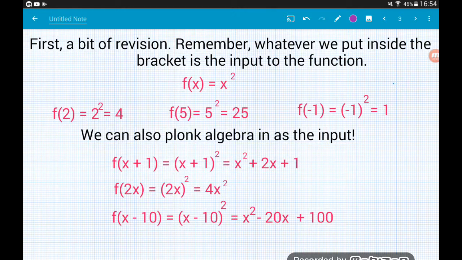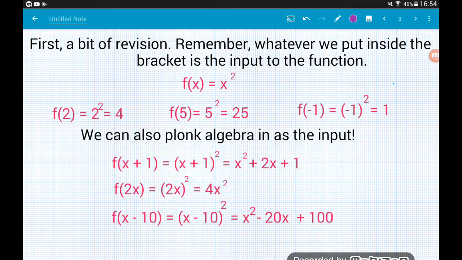Now we can also input algebra into our functions. So we can also take things like f of x plus 1. And that goes in exactly the same as just the normal numbers do. So if we take f of x plus 1, the x in the function becomes now x plus 1. So f of x plus 1 here, if f of x is x squared, f of x plus 1 will be x plus 1 squared. So the x has turned into x plus 1. And then if we expand that out, we'll get x squared plus 2x plus 1.